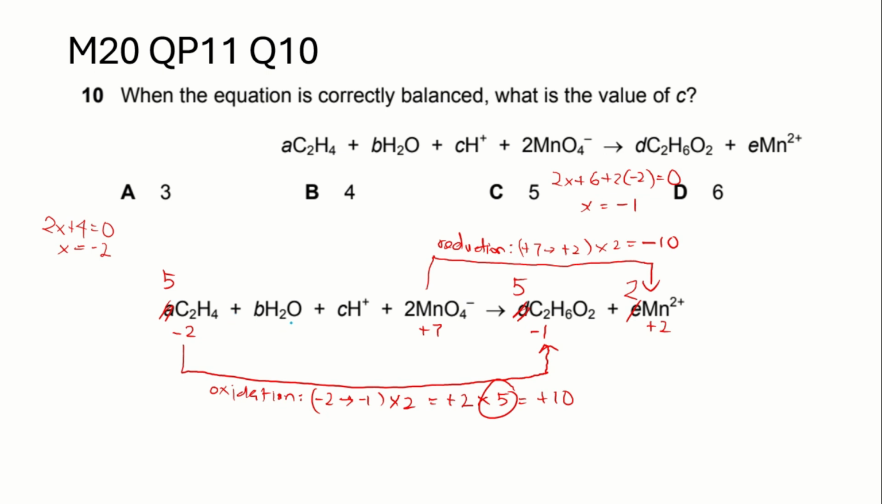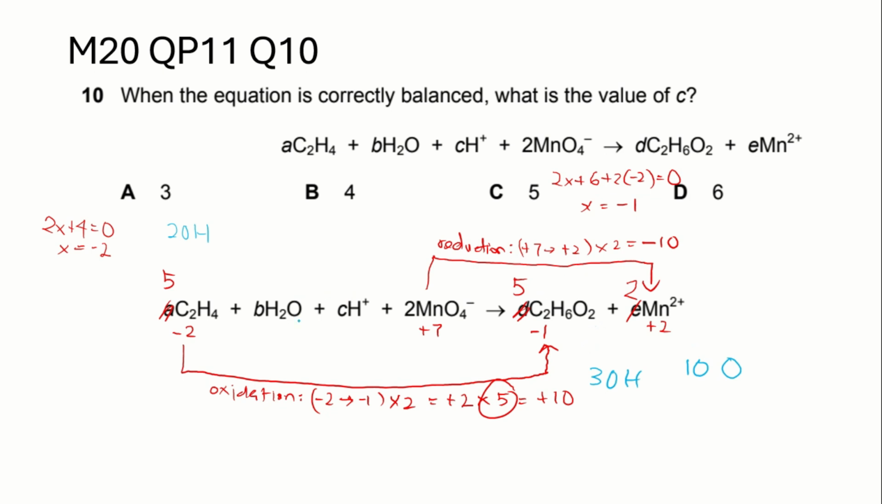We can now balance the other species in the equation. In 5 ethene molecules, I have a total of 20 hydrogen. On the right hand side, I have a total of 30 hydrogen because I have 5 organic products. So 5 multiplied by 6, 30 hydrogen. I have 20 here in ethene, so the rest will be in water and also from the hydrogen ions. Next, I will also find the total number of oxygen on the right hand side. So 5 multiplied by 2, total 10 oxygen.